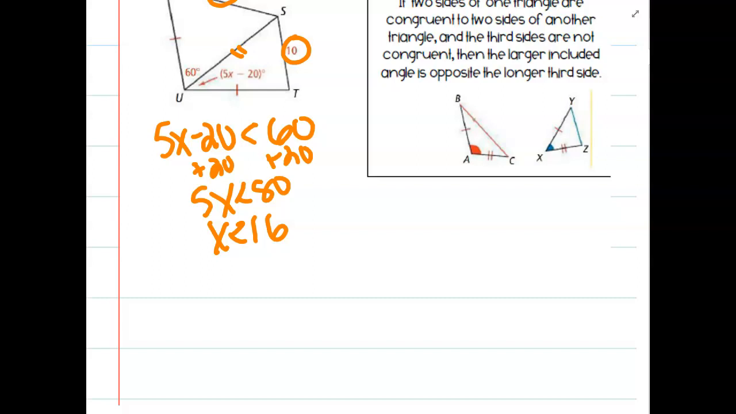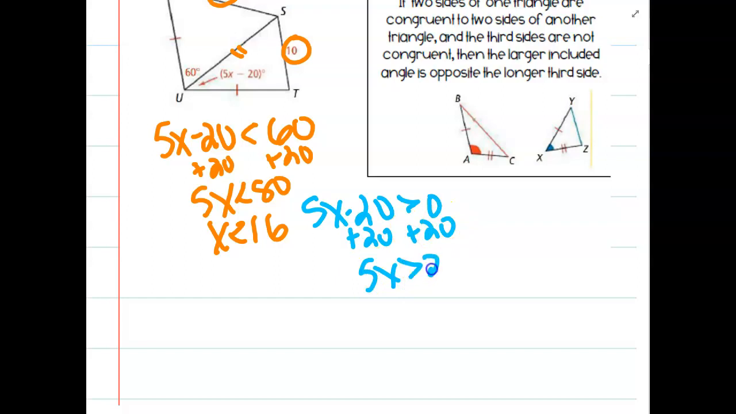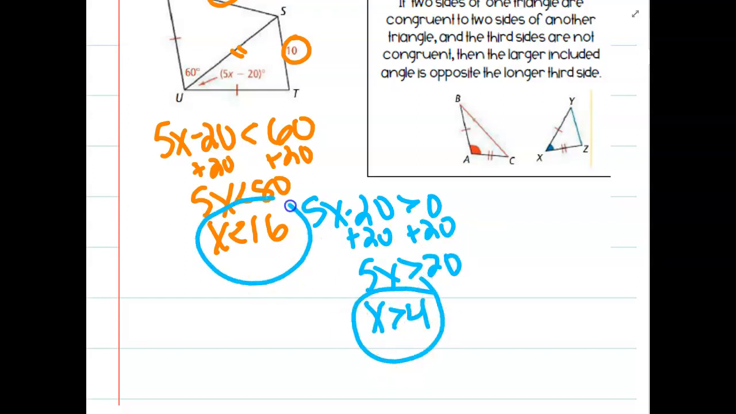It has to be less than 16, but I also know that 5x minus 20 has to be positive. So 5x minus 20 has to be greater than 0. Then if I add 20, we have 5x is greater than 20, which means x is greater than 4. So the range for your x values would be between 4 and 16. That's what we're doing today.